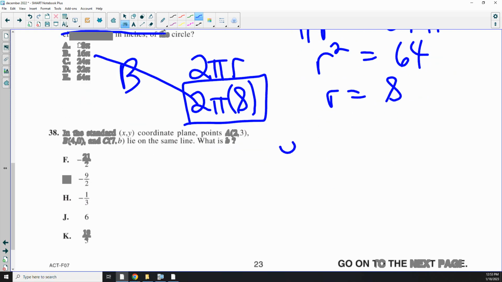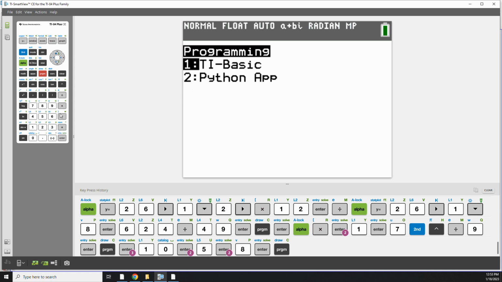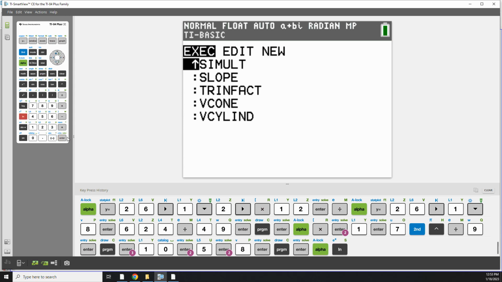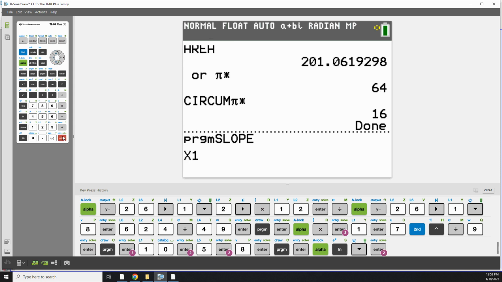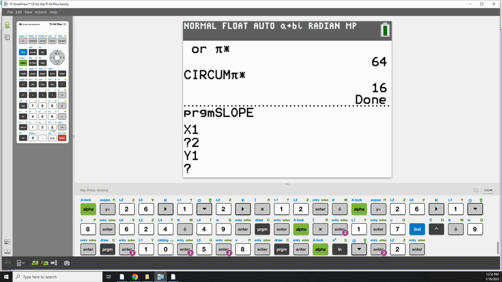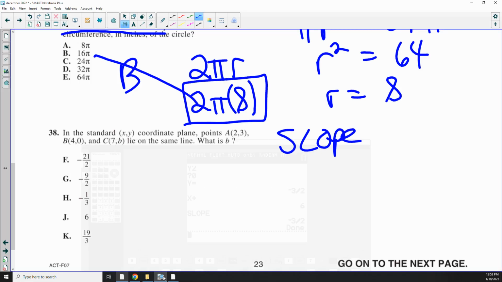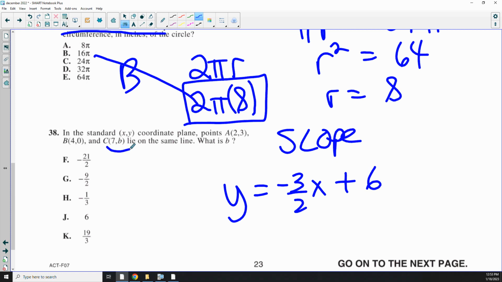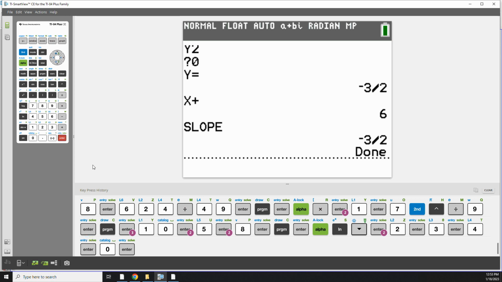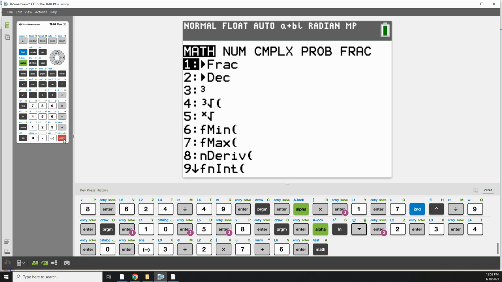38, I would use the slope program to get the equation of the line. Whenever you have 2 points, you can use slope to get the equation. And who are those 2 points? 2, 3, and 4, 0. And it gives you the equation y equals negative 3/2 x plus 6. Now they want you to plug in 7 for x, so it would be negative 3/2 times 7 plus 6. Matha Fracca.